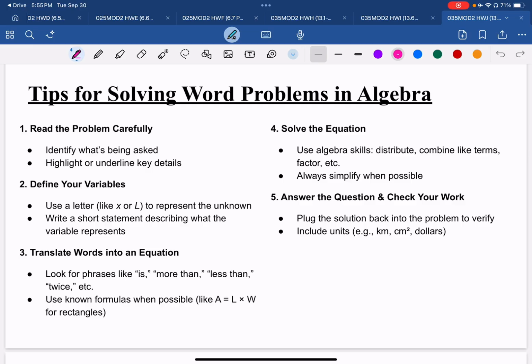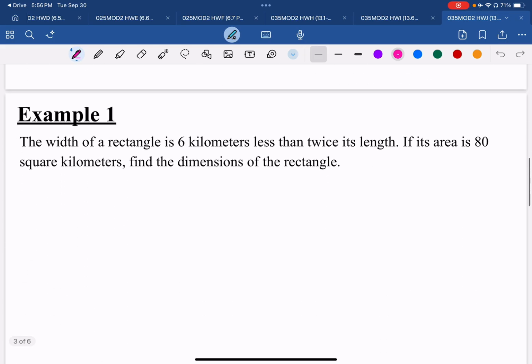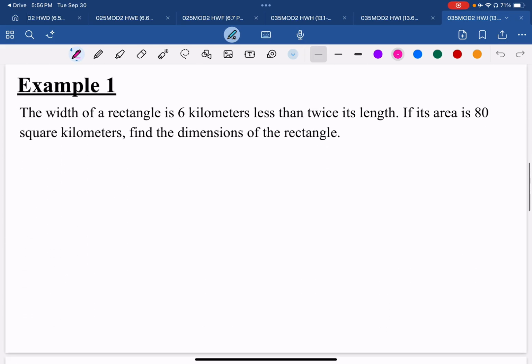Use the rules for solving equations when you're working them. Always simplify. And then check your answers. Plug your solutions back into the problem. Make sure they make sense. And please include units. Okay. All right, so let's look at some examples. So these, really the only thing to do is just look at example after example after example. So I'm going to do a few for you.